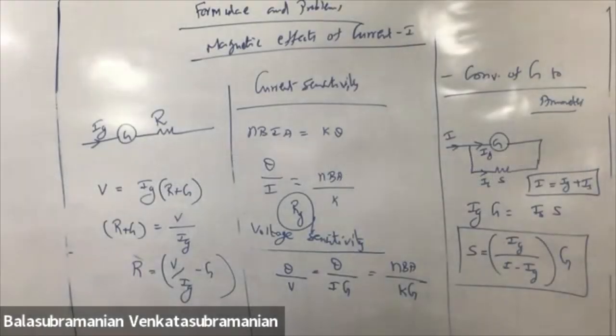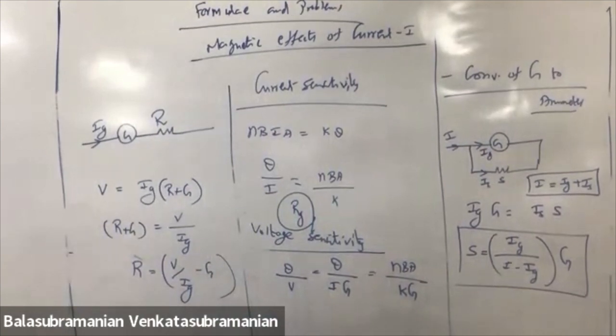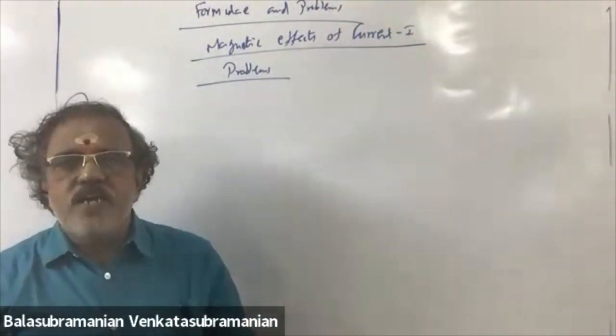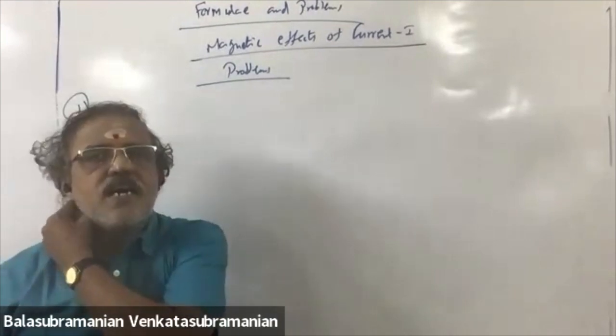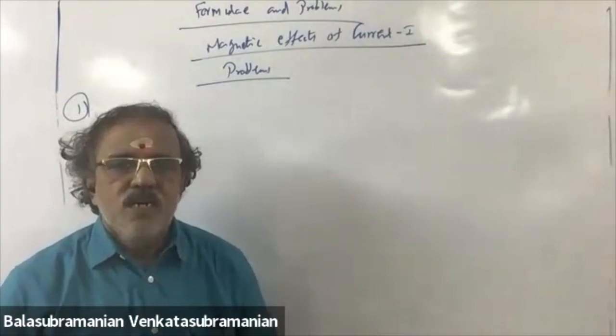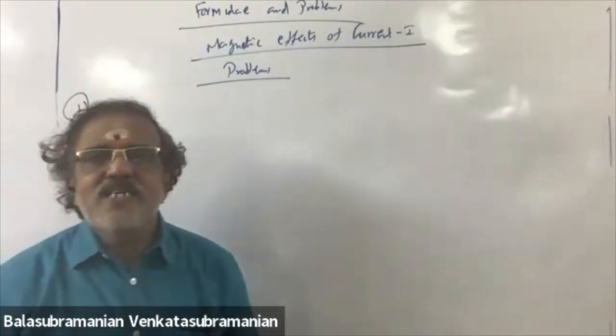First one, problems. A straight wire carries a current of 3 ampere. Calculate the magnitude of magnetic field at a point 10 centimeter away from the wire. Straight wire carrying current, infinitely long straight conductor carrying current, using Biot-Savart law we have studied. So in that, we have to calculate magnetic induction B.